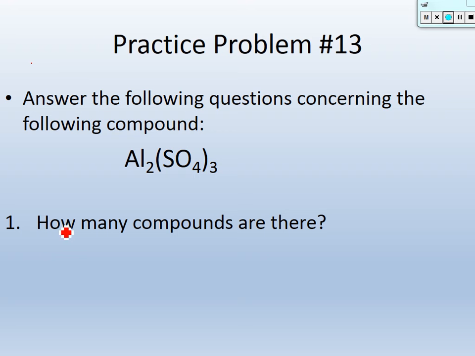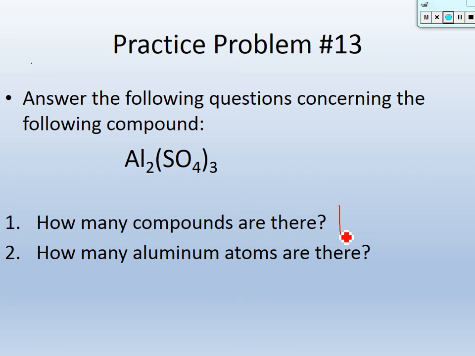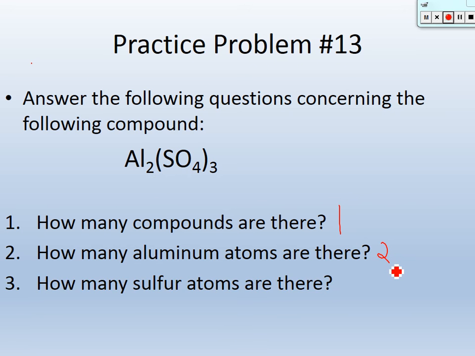Number 1 says, how many compounds are there? What's the number out front? It's a 1. Again, 1 is understood or implied in chemistry. Number 2, how many aluminums are there? How many aluminums do we have, guys? 2. Okay. Now this is where it gets a little tricky.